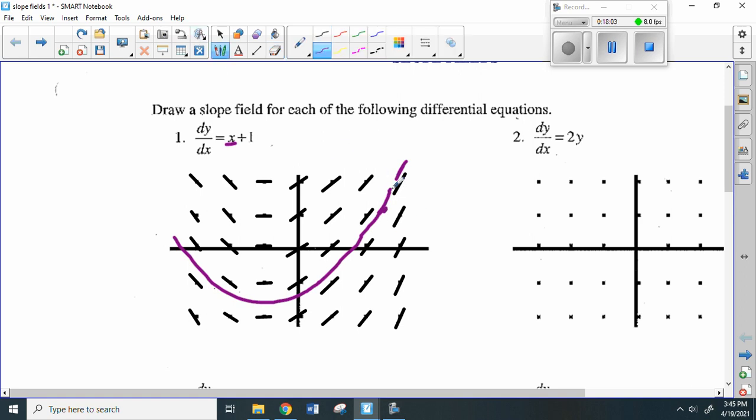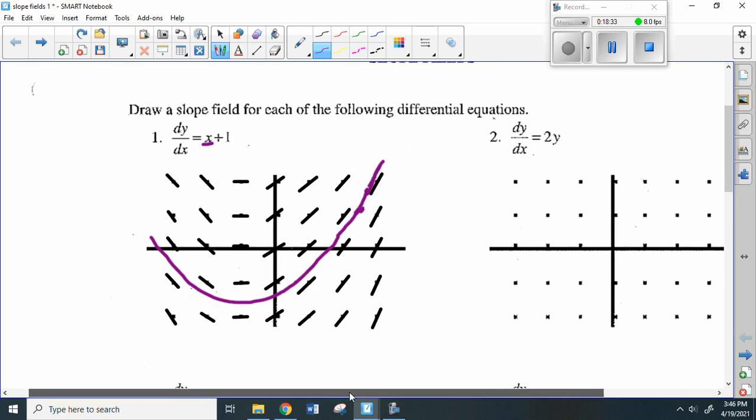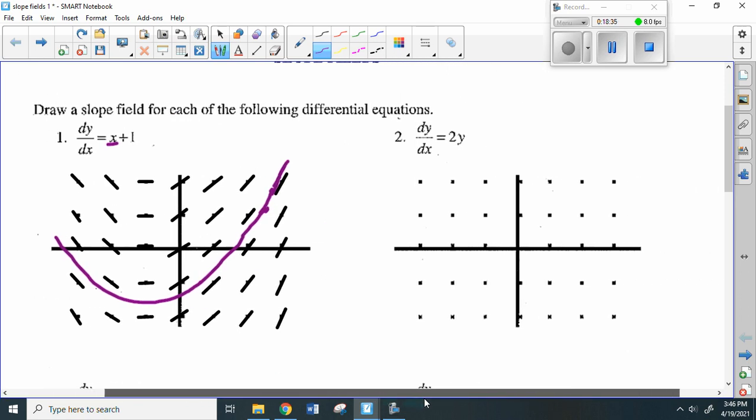Depending on where you chose to start, all of these should look like parabolas. We have this horizontal slope when the derivative equals 0, where you've got that max or min, so all of these should look somewhat like parabolas. What I want you to notice is that if you had x only, all of these were columns of parallel slopes.